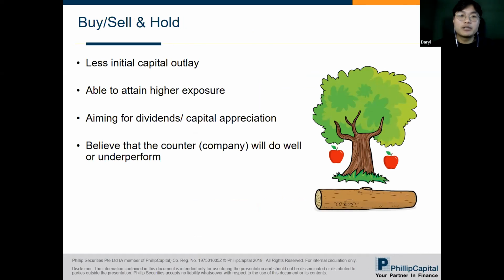So the first strategy is pretty much like the apple tree example. When you buy or sell and hold, the reason is that it will cost less capital outlay, and we will be able to attain a higher exposure and definitely a more diversified portfolio. Or we plan to get dividend or capital appreciation just like the apple tree. We buy and hold because we believe that the counter will do well. We sell and hold because we believe that the counter will underperform.